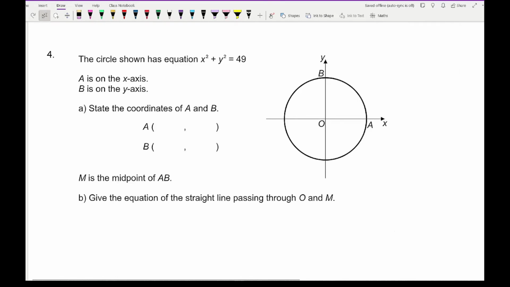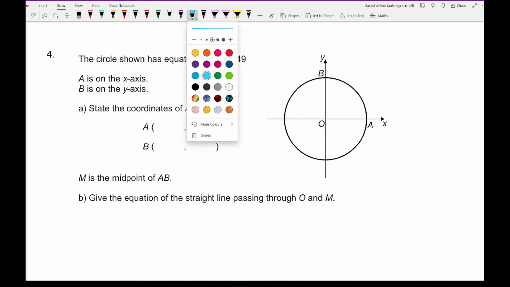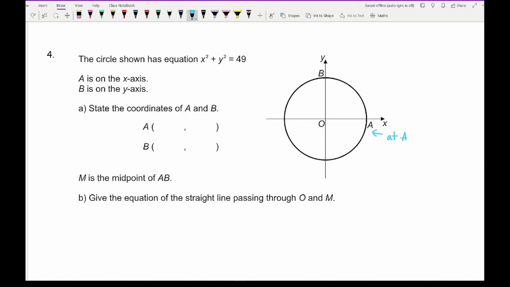Moving on to question 4, it says that the circle shown has an equation of x squared plus y squared equals 49. A is on the x-axis, B is on the y-axis. State the coordinates of A and B. So at A, y equals 0. If I substitute y equals 0, I end up with x squared plus 0 squared equals 49. So x squared equals 49, so x equals plus or minus 7. Because A is on the positive end of the x-axis, x equals positive 7. So the coordinate is 7, 0.